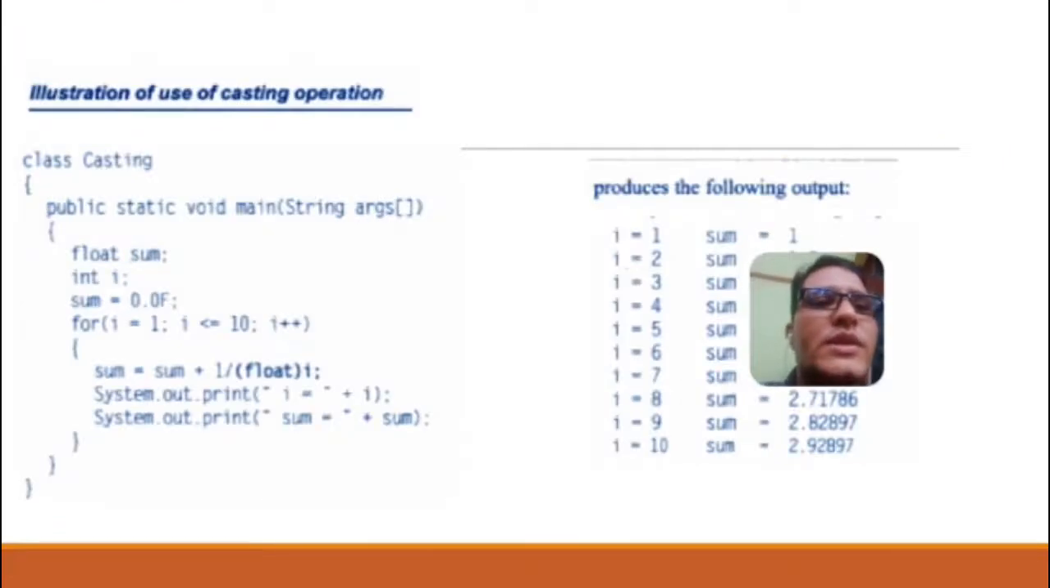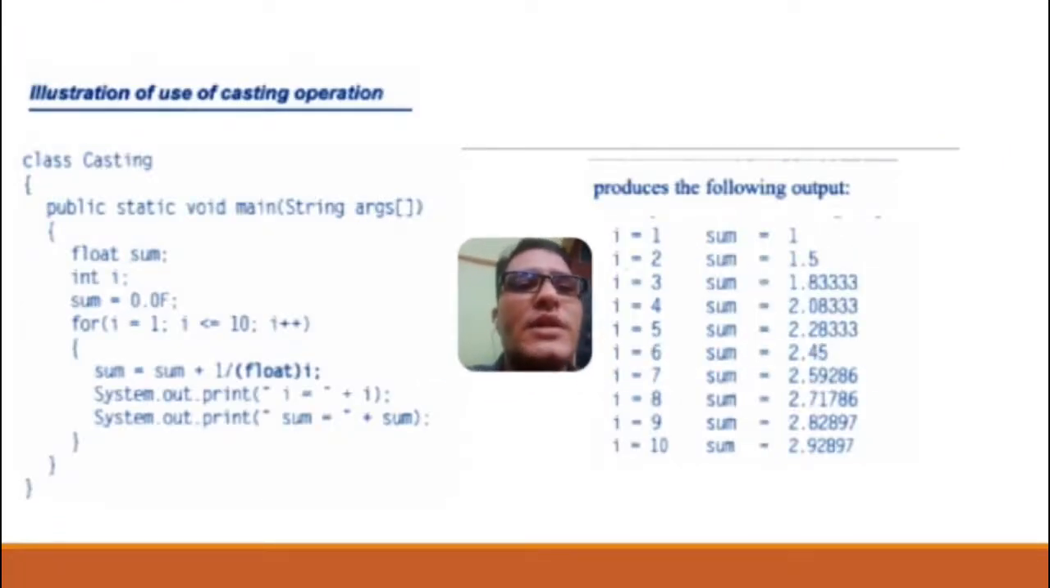Here is one simple example, kindly go through this. The class name is Casting, followed by an open curly brace, and it starts with the main method, public static void main (String args). Here we define float sum, int i, sum is equal to 0.0f. Here f indicates it is a floating point value. In Java we can represent it as 0.0f.